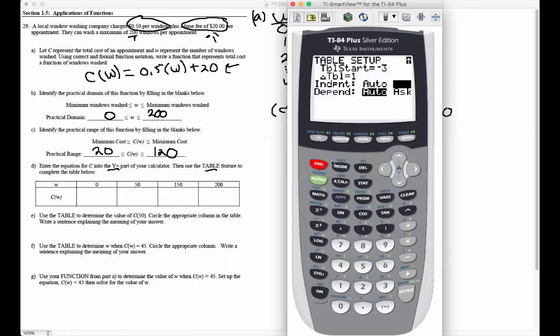Okay, so once we fix that by doing that, you just have to hit enter over the word ask. Hit second, and then graph, which is your table feature. And here, let me go ahead and get these out of here.